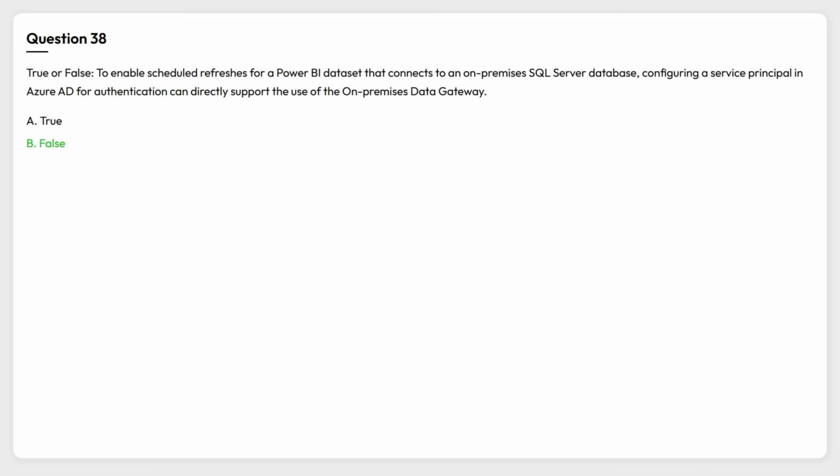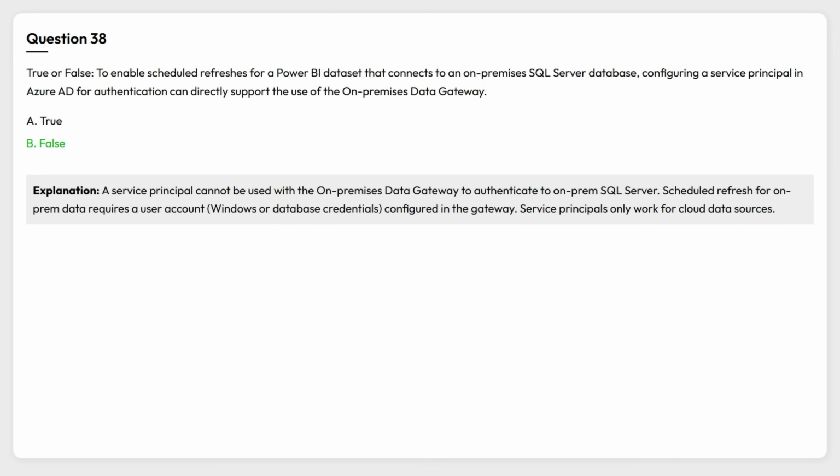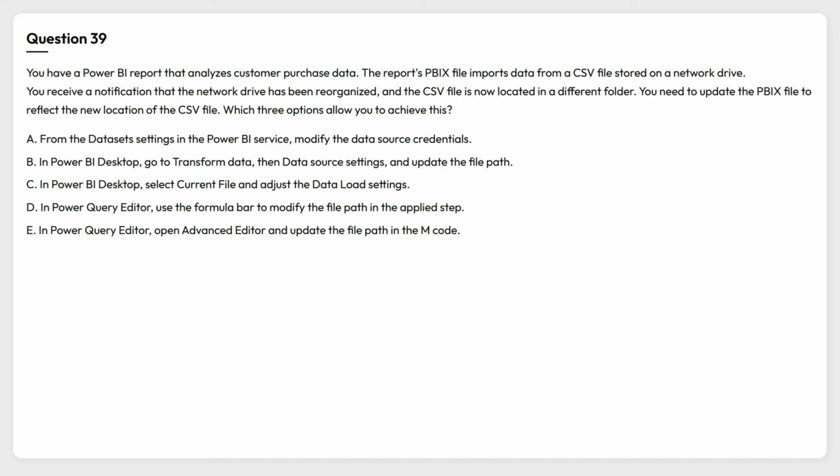The correct answer is option B, false. A service principal cannot be used with the on-premises data gateway to authenticate to an on-prem SQL Server. Scheduled refresh for on-prem data requires a user account, Windows or database credentials configured in the gateway. Service principals only work for cloud data sources.